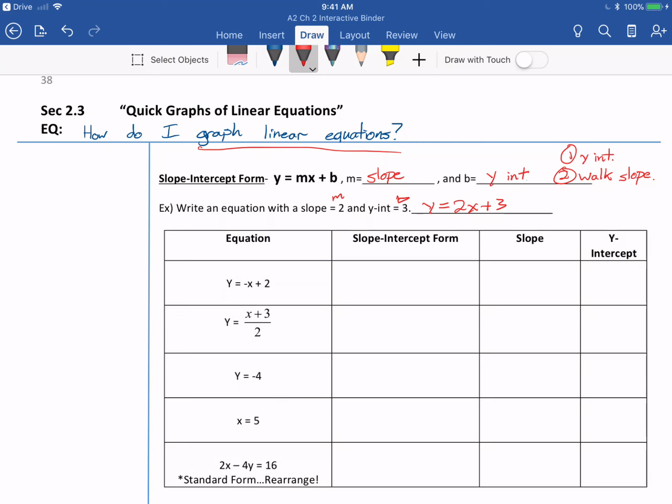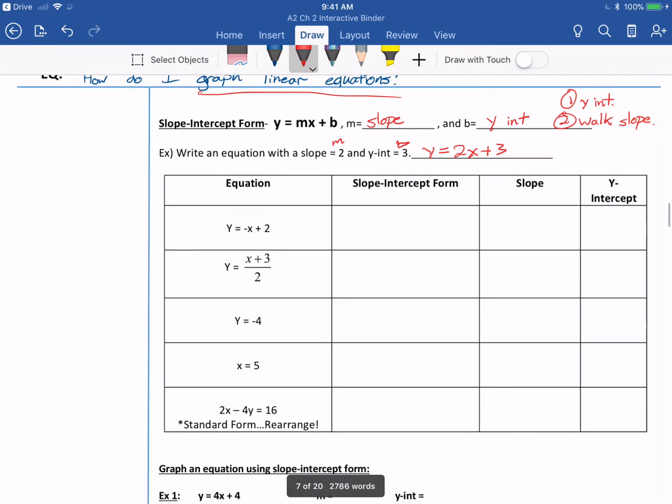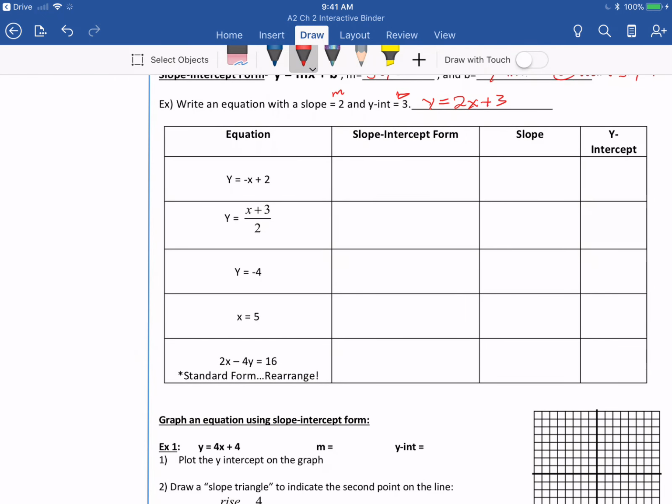Here are some different equations that you have to write in slope-intercept form, and then find the slope and the y-intercept. A couple of these are pretty straightforward. This one is already in y equals mx plus b. I'm going to put a -1 there, because that's what the negative in front means. That is my slope, and my y-intercept is 2. To graph that one, I would start with my y-intercept of 2 and then walk a slope of -1.